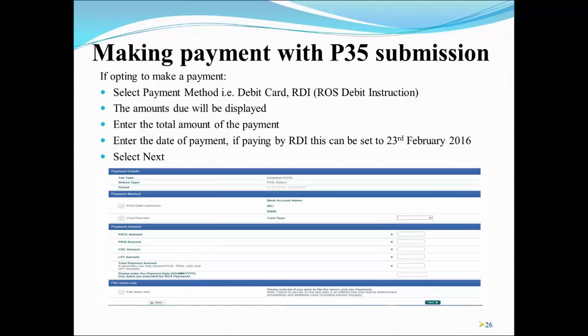So if you're making a payment with the P35 submission, you need to select the payment method. That is either your debit card or a ROS debit instruction. The amounts due will be displayed on screen, and you can enter the total amount of the payment. Enter the date of the payment, and if paying by ROS debit instruction, you can set that to the 23rd of February 2016, and then just click on Next. You can see the next option there on the print screen.